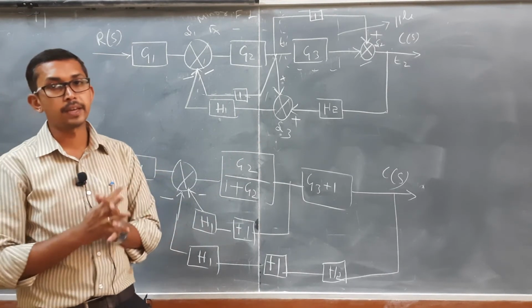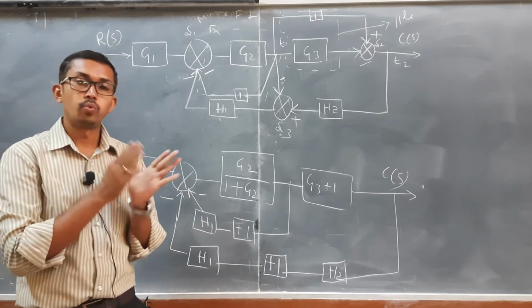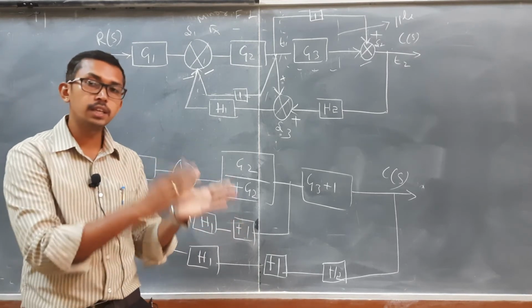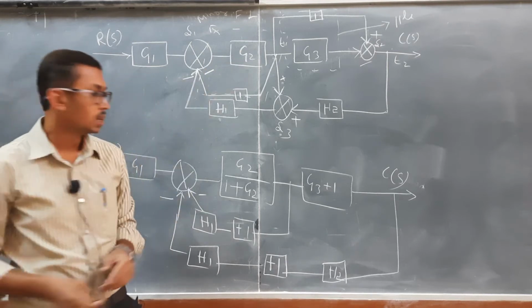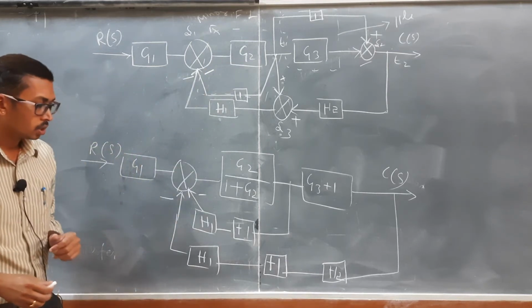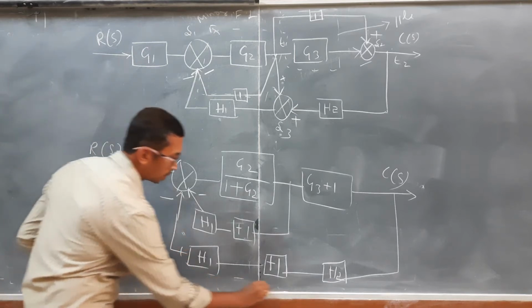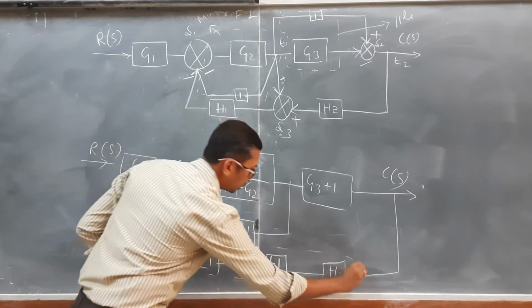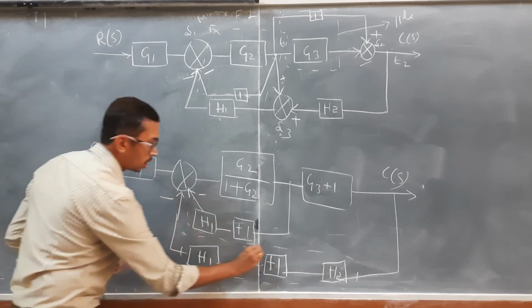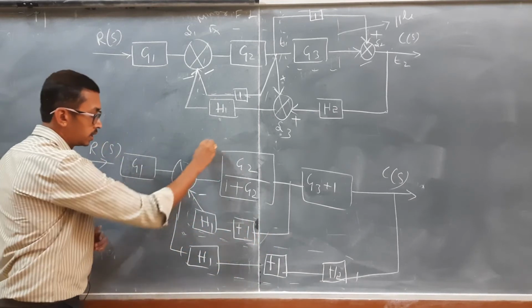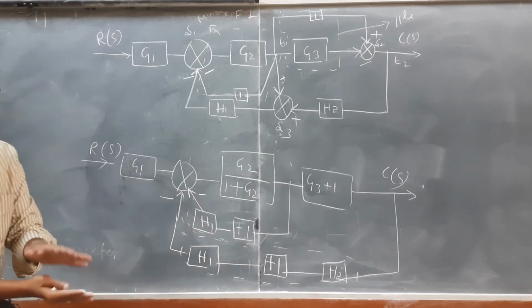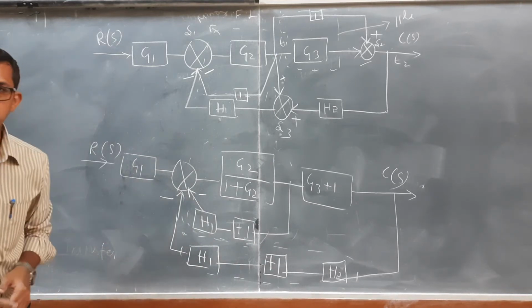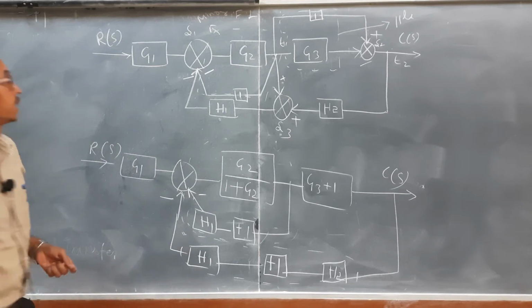So what is the next step I need to do? Now I need to check whether any blocks are in series, parallel, or a minor feedback loop, and we need to start the procedure. So here, see, these 3 blocks are in what? Series. These 2 blocks are in series, and this is a minor feedback loop. So all these steps I can do in one shot. Okay, so let me write that one.